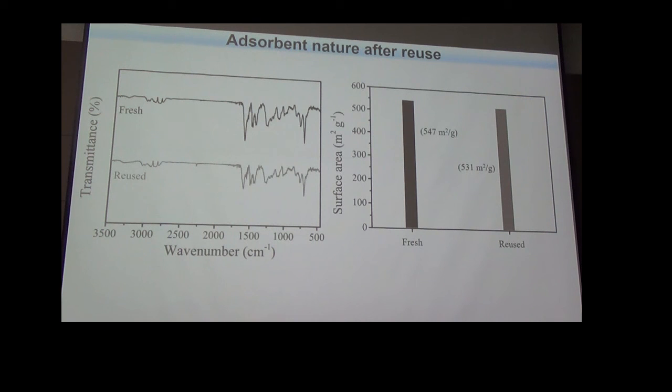So in conclusion, we can say that we have prepared a porous organic nanomaterial with high surface area, and the material exhibits high absorption capacity towards different PPCPs with enhanced kinetic behavior.